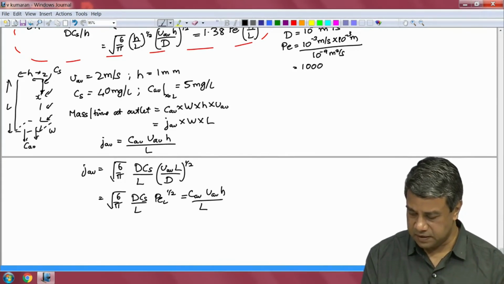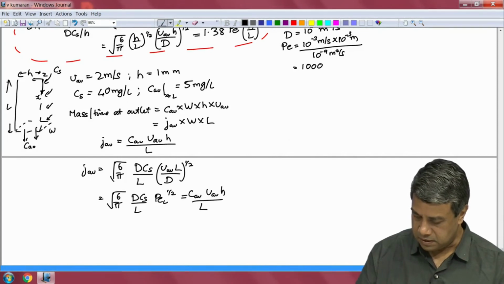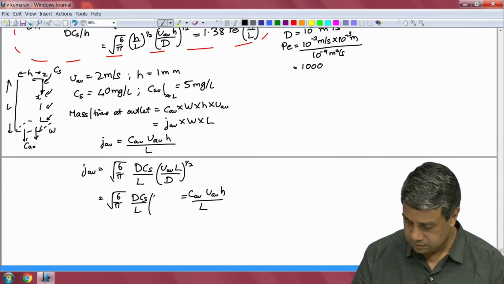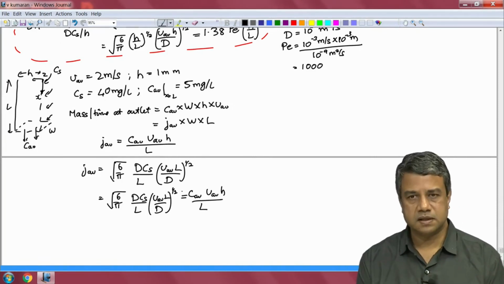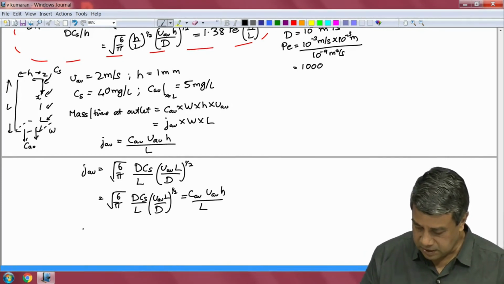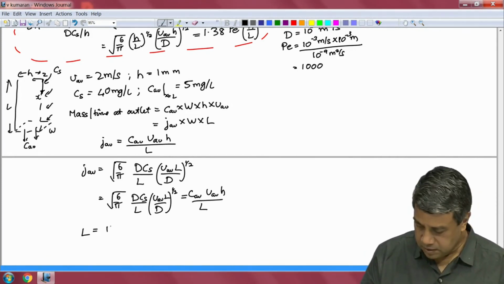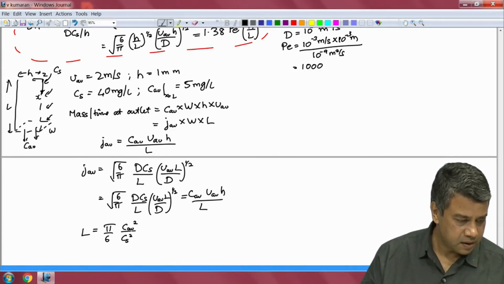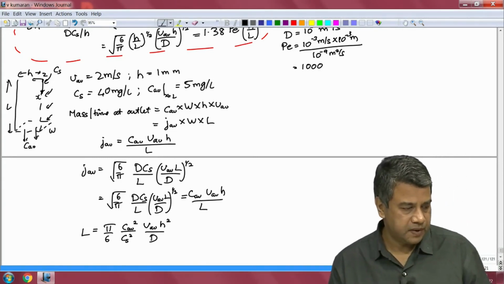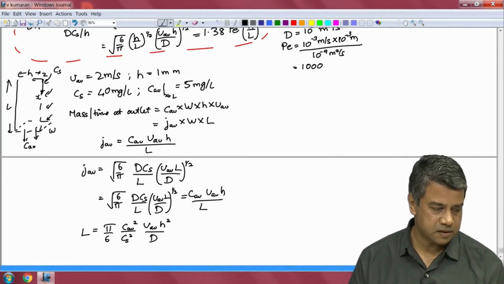Okay, and I can easily solve this equation just by substituting here. All quantities in this equation are known except for L. So, I can solve this equation for L. What I will get is that L is equal to pi by 6 into C average square by Cs square, into V average H square by D, and you can easily verify that this has dimensions of length.